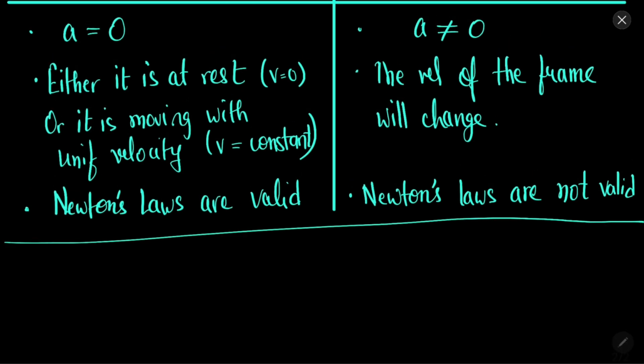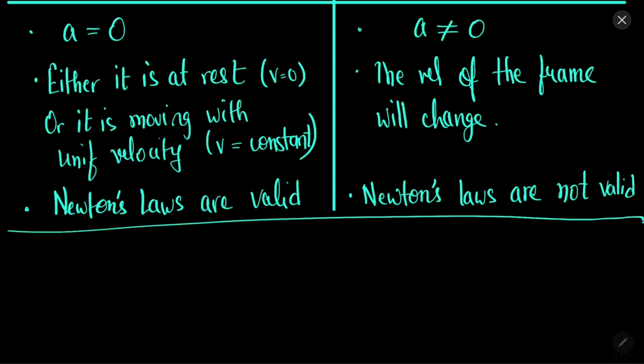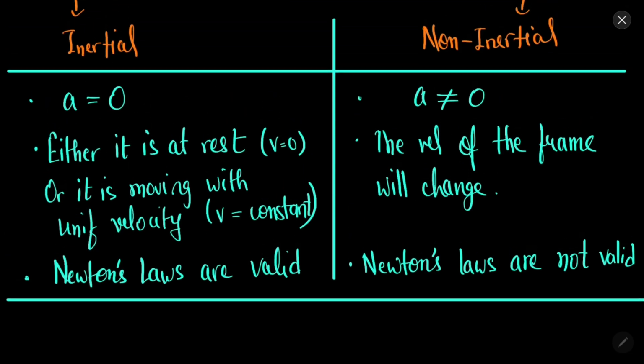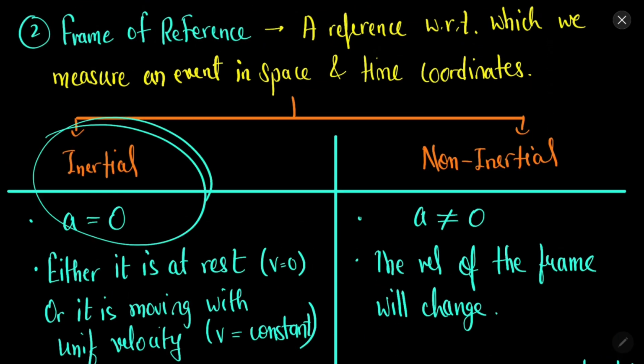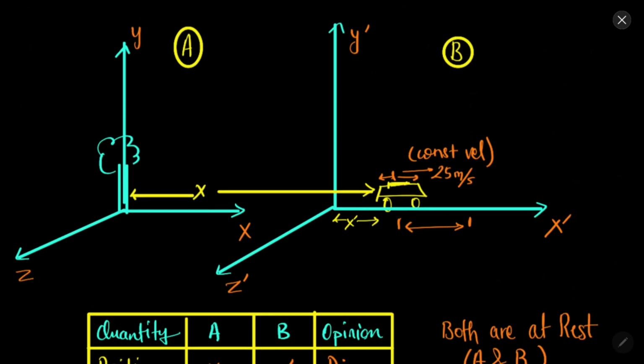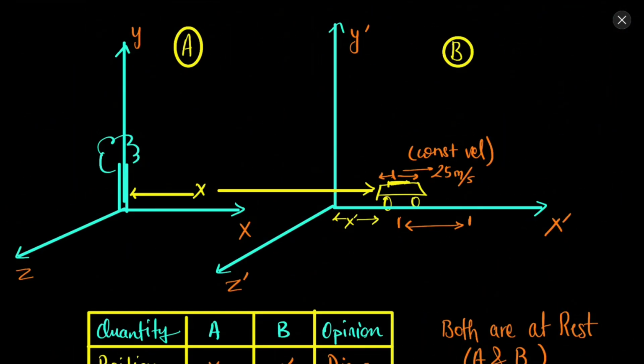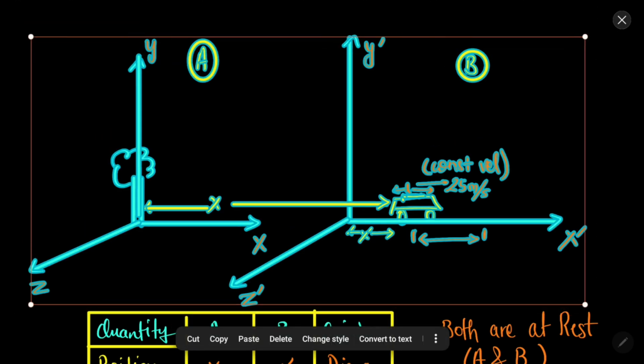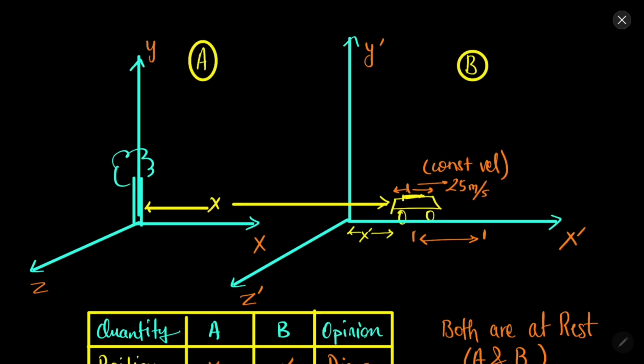Now these are two types of frames of references. In special theory of relativity, we will be only concerned with the inertial frame of reference. We will not be concerned about the non-inertial frames of references. So this is the important thing you need to keep in mind, that inertial frames will be discussed in special theory of relativity. And when we go to the cases of non-inertial frame, then in that situation we will be discussing the general theory of relativity. So this is special theory of relativity.